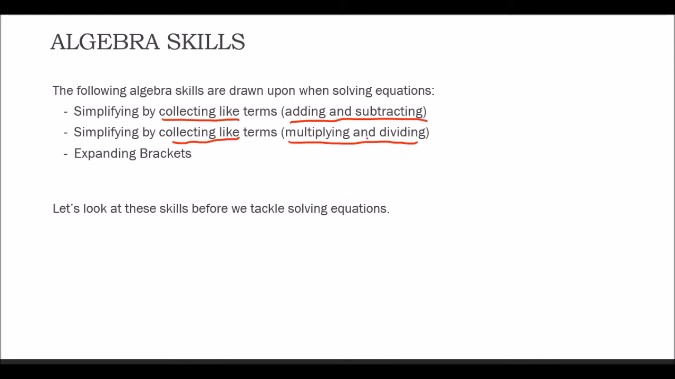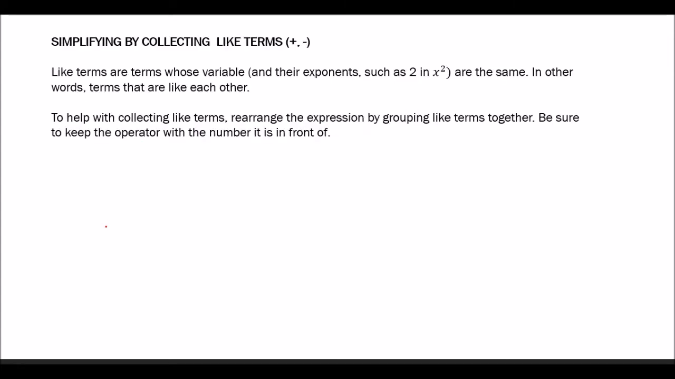Now, there are different rules for each one, slightly different ones. We'll go through them as we go through the lesson. And then the last one is expanding your brackets. So pretty straightforward. The idea behind expanding the brackets is trying to get rid of the brackets by generally multiplying. So let's look at some of these skills before we actually start solving some equations. Let's start by simplifying like terms by adding and subtracting. The best way to understand what a like term is, is when their variables and their exponents, such as 2 and x squared, are exactly the same.